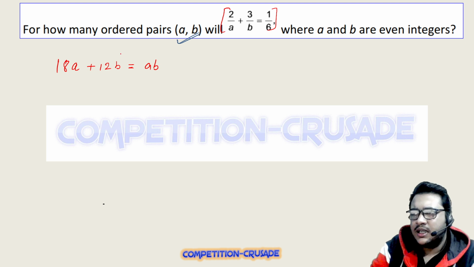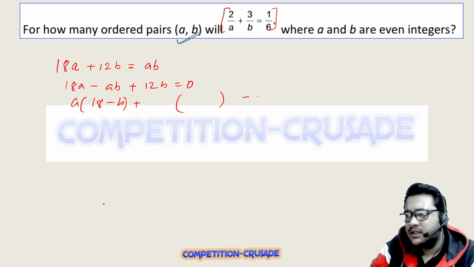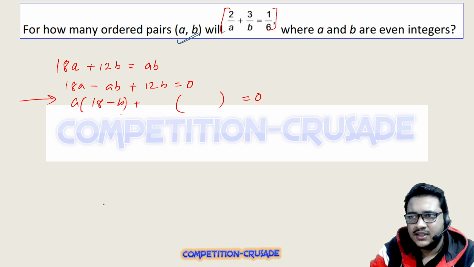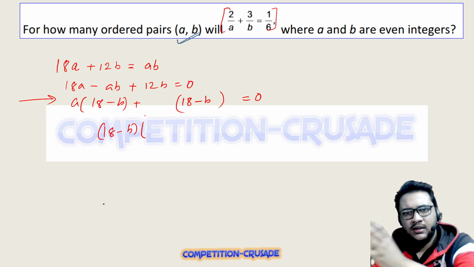Now when you take AB to that side, you will get 18A minus AB plus 12B is equal to 0. Now you take A common, this becomes A times 18 minus B. Now obviously I need something, and this is very important. This is where students make the most errors. This is an error prone area: they know that they don't know what to put in the brackets, but it is very evident that you have to put 18 minus B. Only then you will be able to take 18 minus B common, and then the next pair will be common.